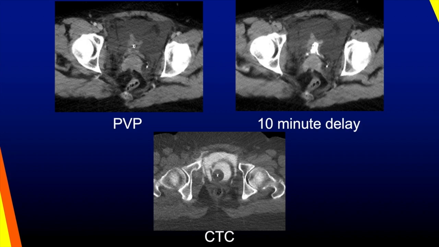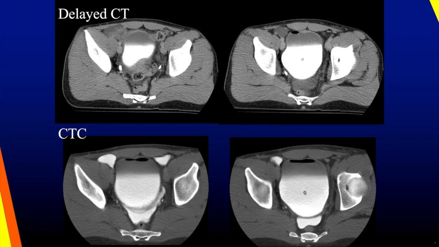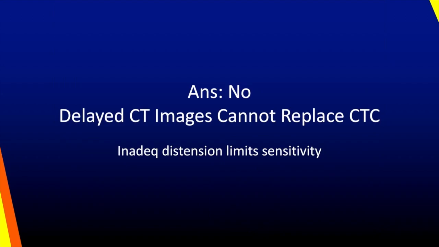You might argue, well, there wasn't much contrast in the bladder, so let's look at another case. Here in the delayed CT images, we see a large amount of contrast in the bladder and a well-distended bladder. It looks a lot like a CT cystogram. Yet when we actually perform a CT cystogram, we do find that there is, in fact, a bladder rupture. So the answer is no. Delayed CT images cannot replace a CT cystogram, as inadequate distension limits sensitivity.